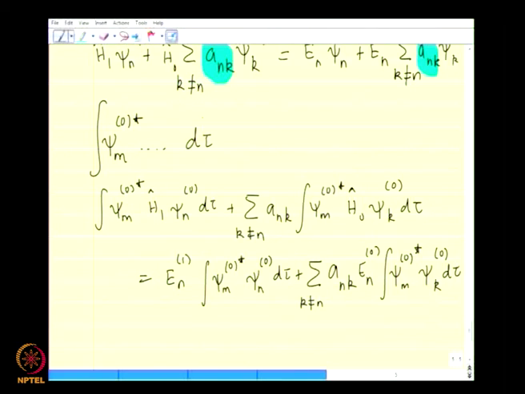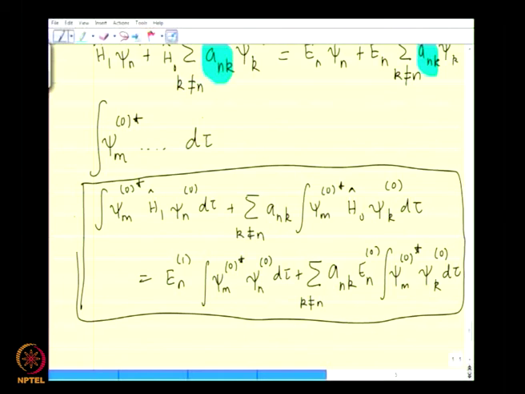Okay. So let's check that I have not made any mistake here, namely integral psi m0 star H1 psi n0 d tau plus a n k integral psi m0 star H0 psi k0 d tau is equal to E n1 integral psi m0 star psi n0 d tau plus a n k E n0 integral psi m0 star psi k0 d tau. Okay. So let me conclude by saying that this is 0 due to orthogonality of the wave function.